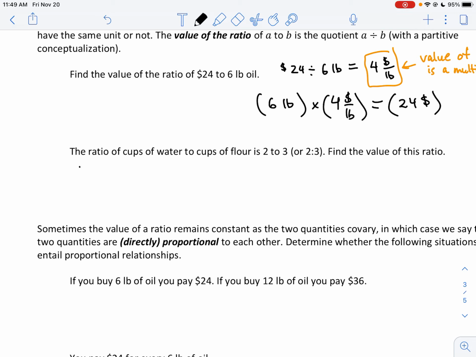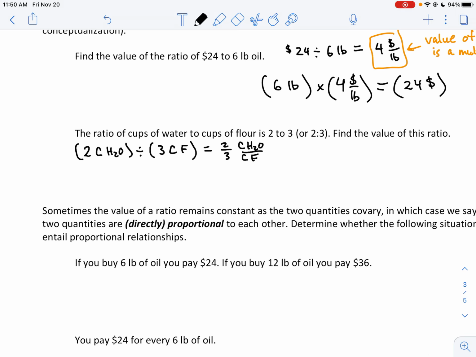So the division I'm going to do is 2 cups, and I'll just put C for cups of water. So CH2O stands for 2 cups of water. We're going to divide that by 3 cups of flour. I'll just do F for flour. And the division gives us 2/3. And the units of this multiplicand are cups of water to cups of flour.